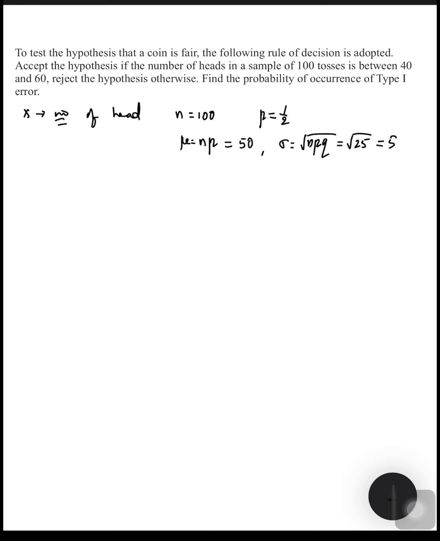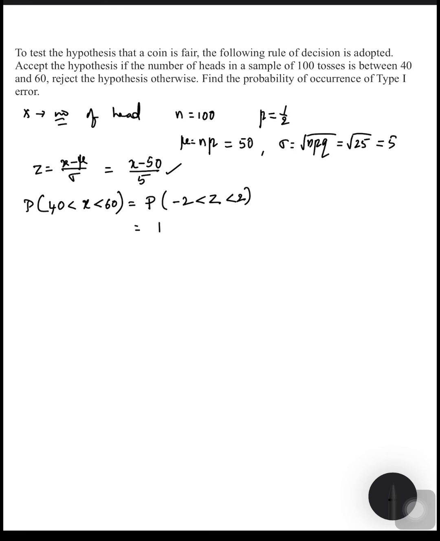The corresponding standard normal variate is given by the formula z equals x minus mu divided by sigma. Here in this case it is equal to x minus 50 over 5. Here we are going to find the probability of x lying between 40 and 60. That is, the number of heads lies between 40 and 60. Then we consider the coin to be fair. Substituting x in this z, we get the z value lying between minus 2 and 2. This is equivalent to F of 2 minus F of minus 2.